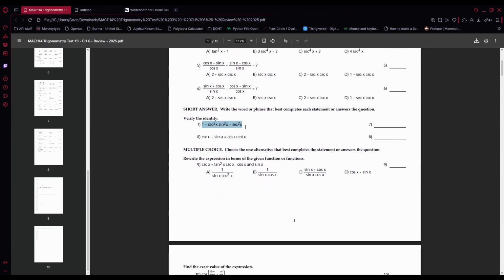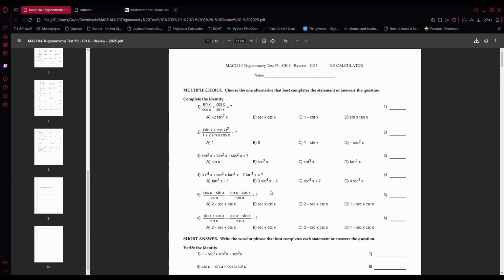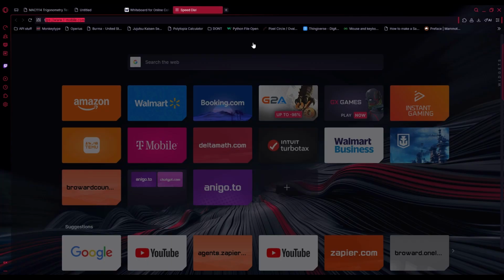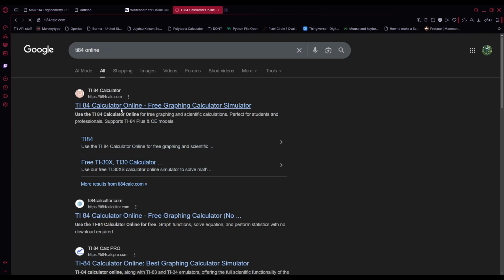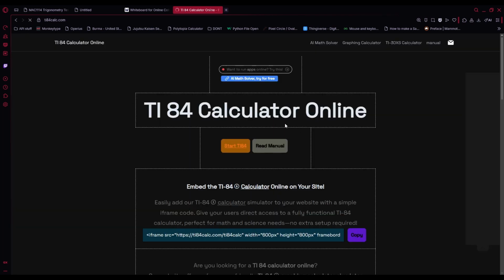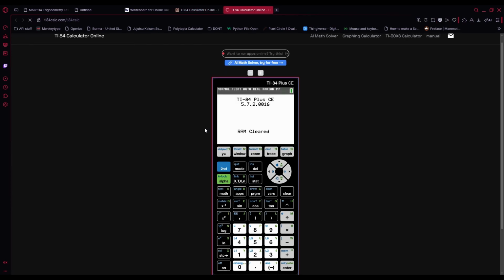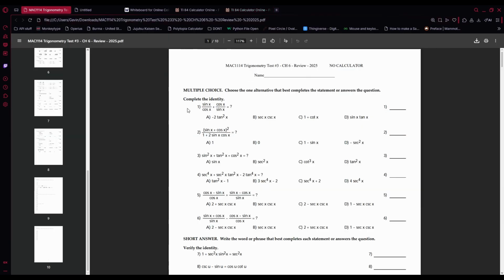For verifying identities, oh, actually, I want to show you something first. There is a trick you can use on the calculator that makes it a lot easier, and I hate that it works. Let me pull up TI-84 online. Okay. Let's say you're doing this question right here, right?